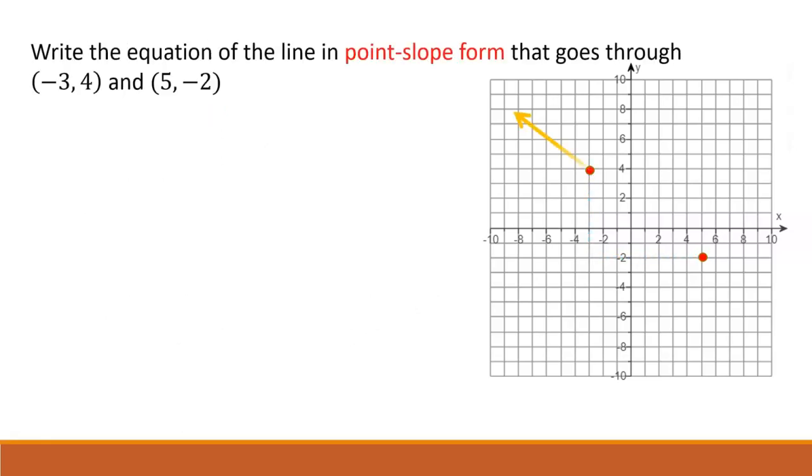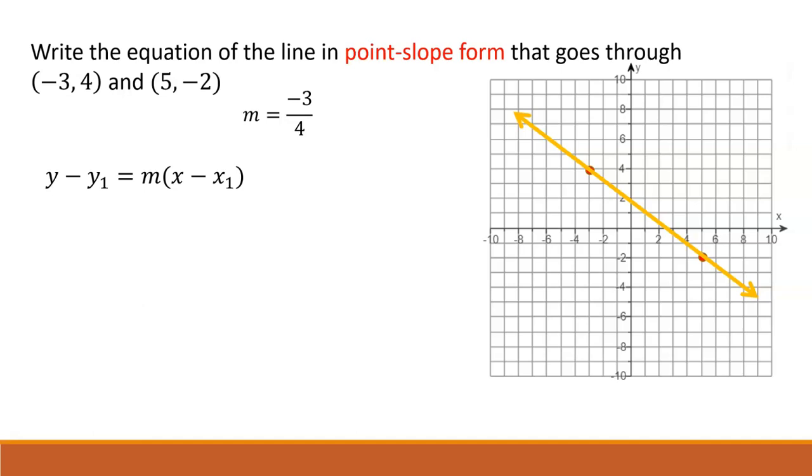Now let's use those same 2 points and write the equation of the line in point-slope form that goes through those points. This is what point-slope form looks like, and to use it we need to know a point on the line and the slope of the line. We've already found the slope of this line. We did that in the last problem.